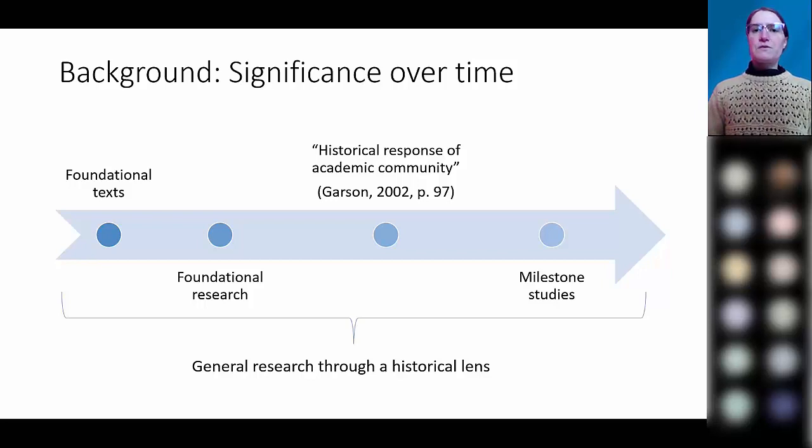As you move into the review section itself, you'll be focusing on more research that has a direct bearing on your specific topic or question, whereas the background section gives an overview of the more general research related to the topic, especially through a historical lens.